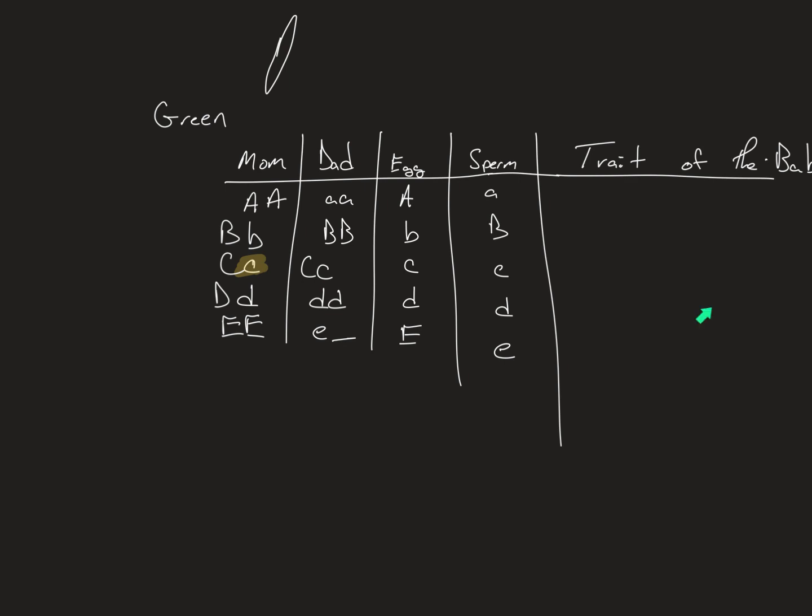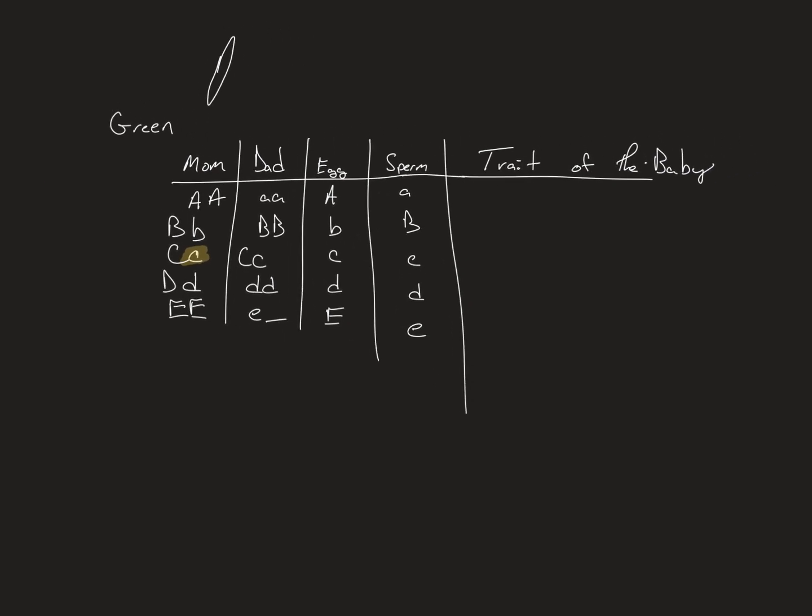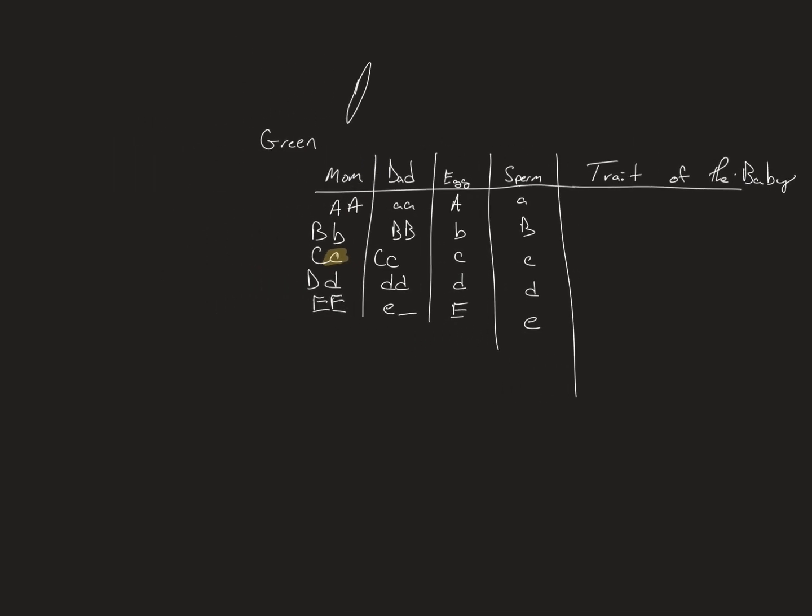All right, so the trait. What is the baby going to look like as far as from the green chromosomes? Well, first of all, Mom was homozygous dominant. Going over some vocabulary words here. Homozygous dominant.